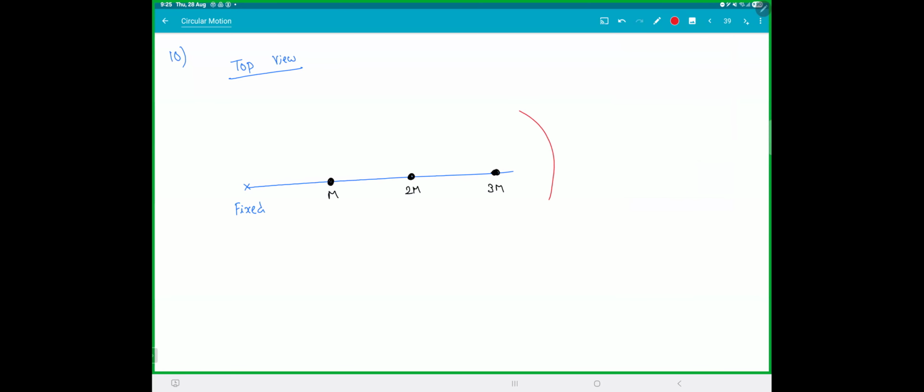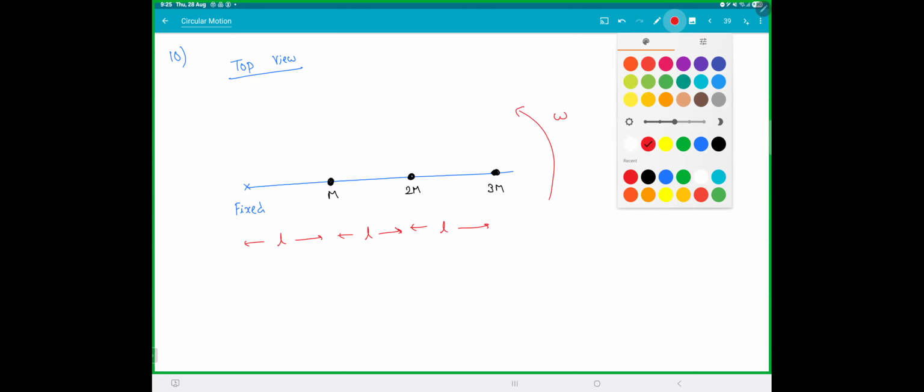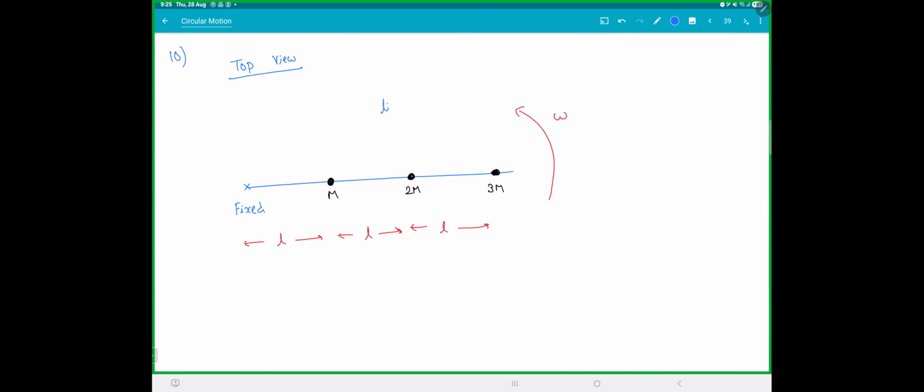And this whole setup you're rotating with omega, for some reason, I don't know why. This length is L, this is L, and this is L. The total length of the rod is 3L. So at a distance of L each, you kept these 3 points. It's a light rod, so the rod itself does not have any mass. This is the top view, meaning after some time, the rod is going to come here, this will go here, this will go here. So all are rotating like this.